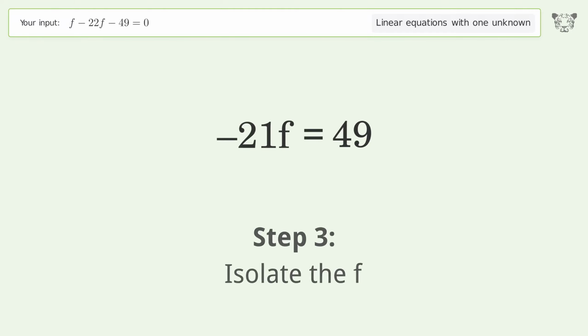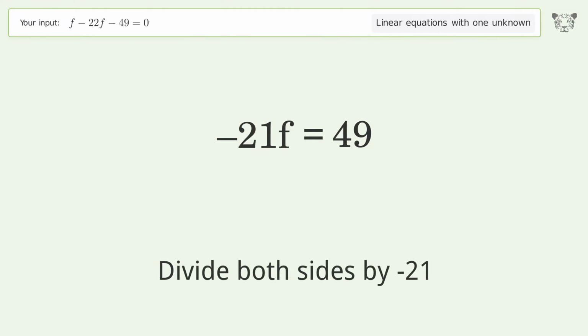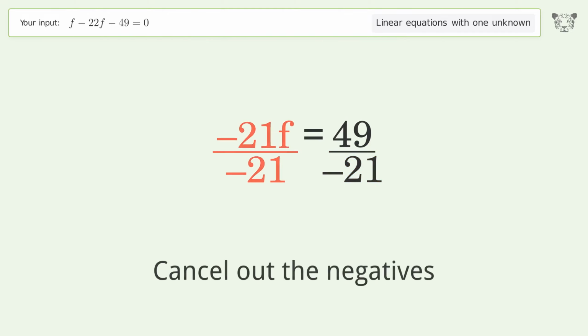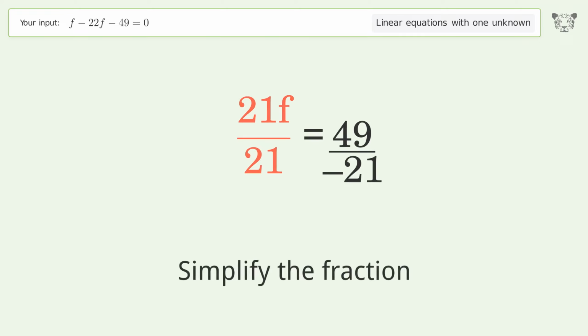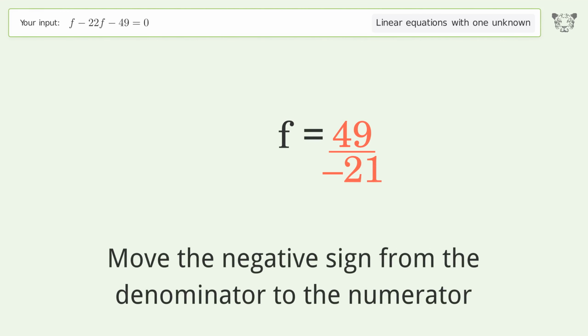Isolate the f. Divide both sides by -21. Cancel out the negatives. Simplify the fraction. Move the negative sign from the denominator to the numerator.